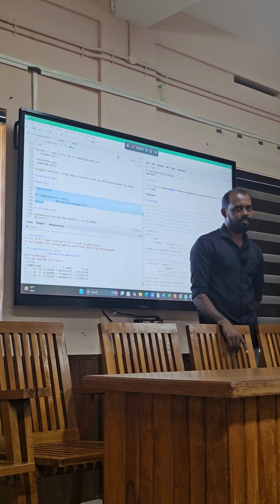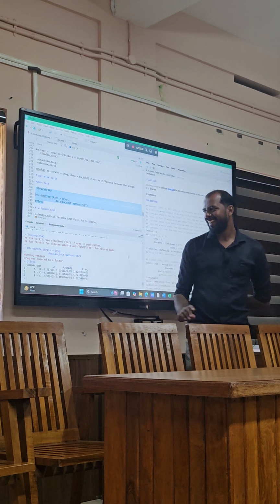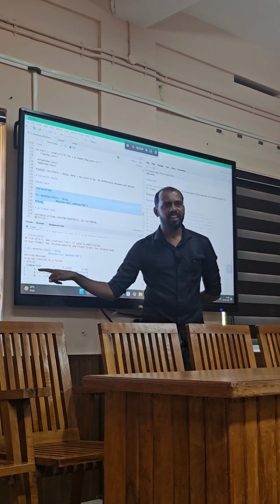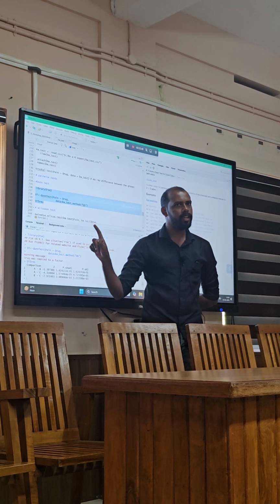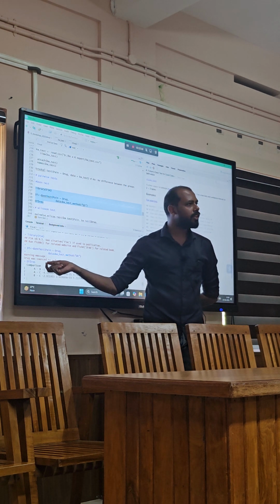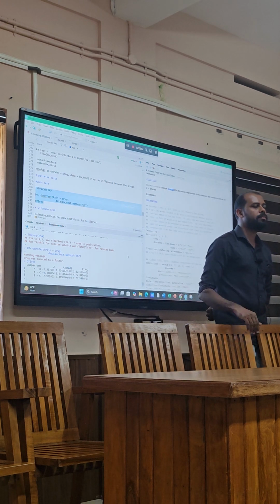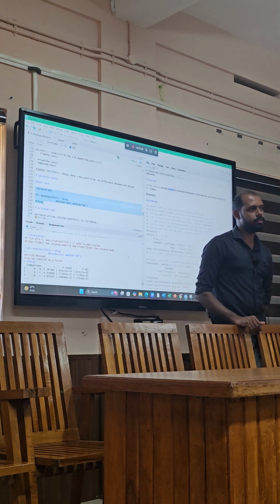B with C. Which is more significant? C is the best drug, right? Because A with B, there is no difference. The only drug which contributes a significant difference is C. So, C will be the best. That's how we identify which drug will be the best.